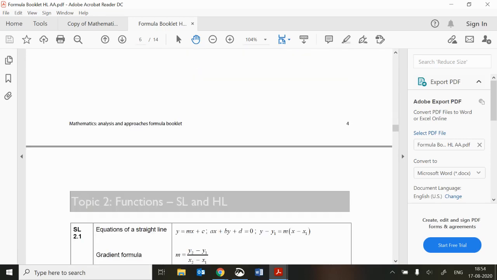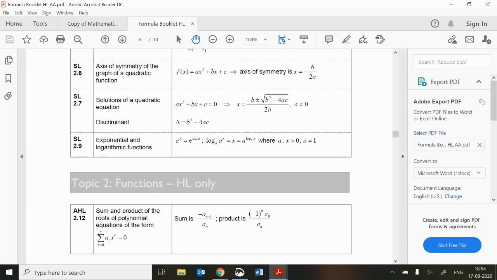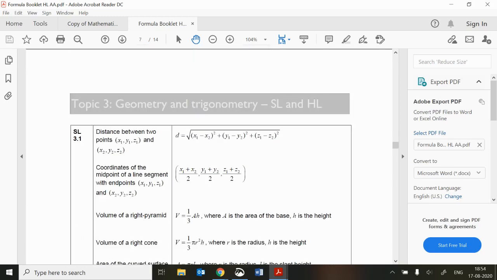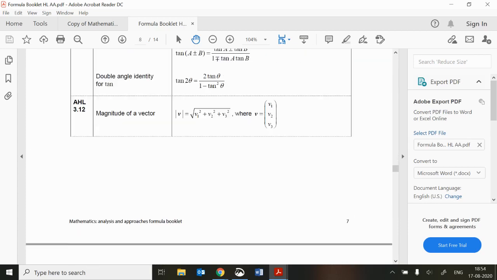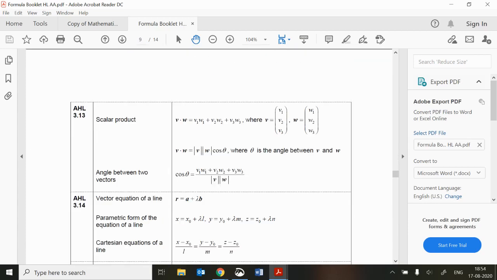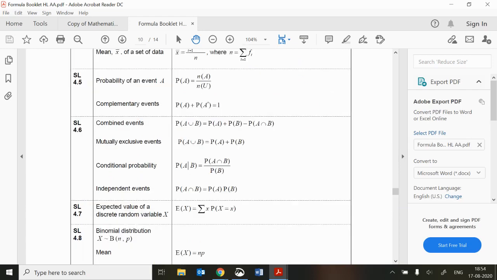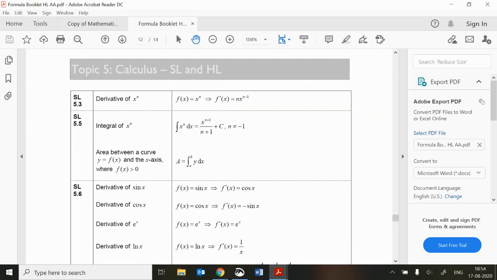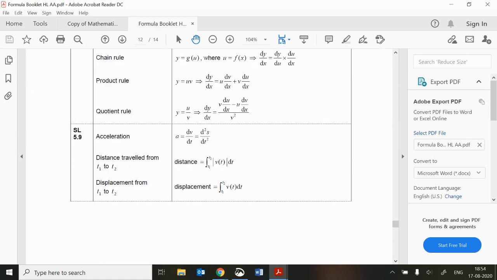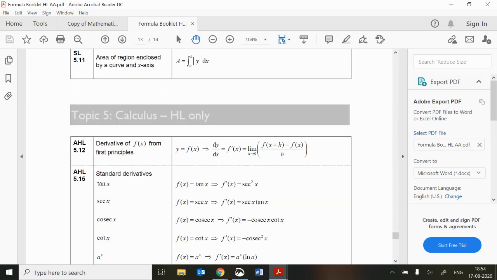Doesn't appear to be turning up there just yet. Have I missed it? I must have missed it. Here we go. Derivative is given to you here. There's a formula here. Got the integral formula as well. And here we go. Differentiation f of x, derivative of f of x from first principles. This is what you'll get given in your exam.